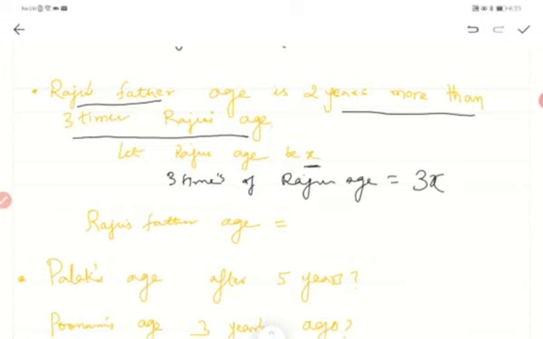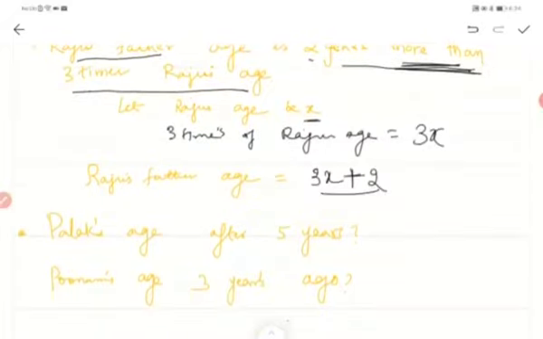Now we want to find Raju's father's age. So Raju's father's age is how much? 2 years more than 3 times Raju's age. So that is 3 times Raju's age plus 2 years more. Age is 2 more than, that means plus 2. If you see the words 'more than', it is plus 2. Okay, this will be our expression.